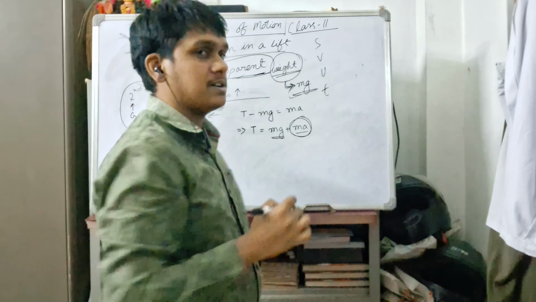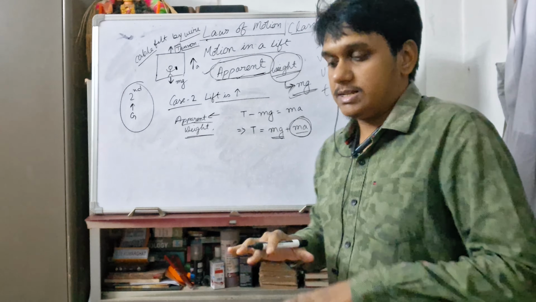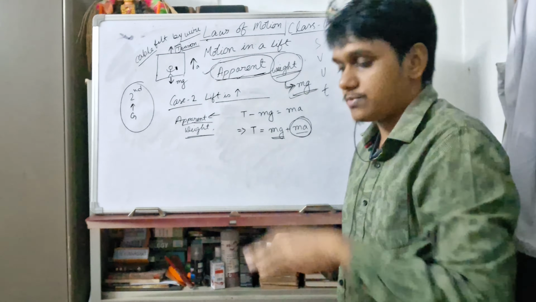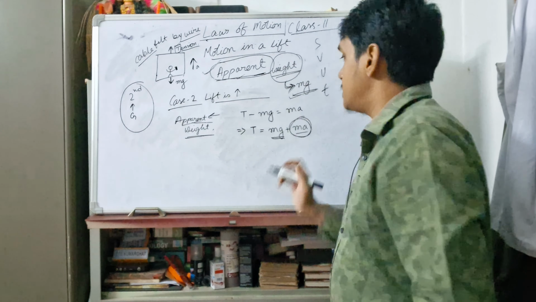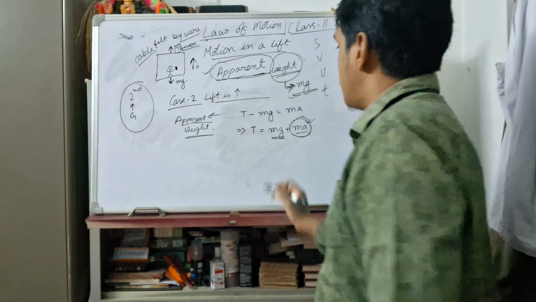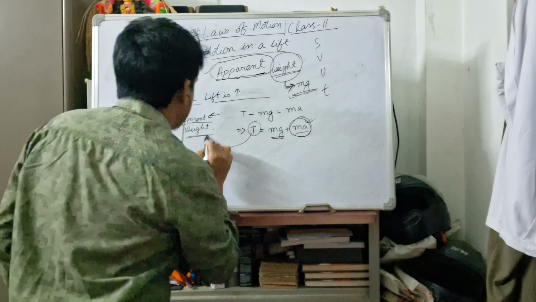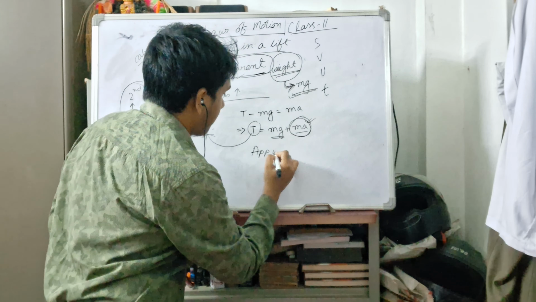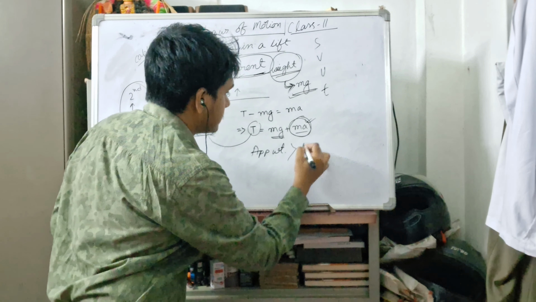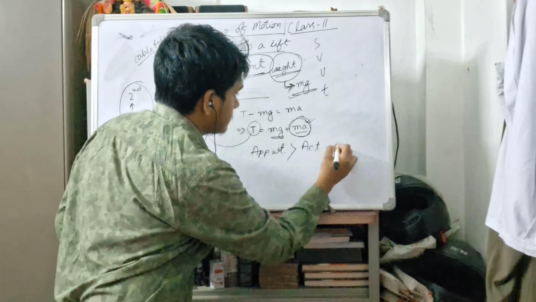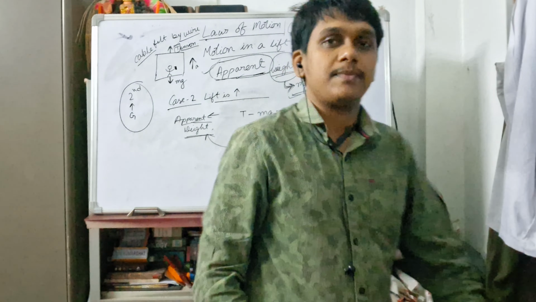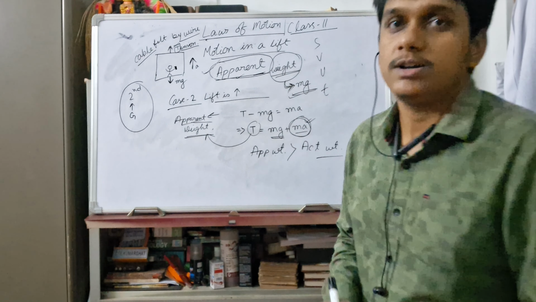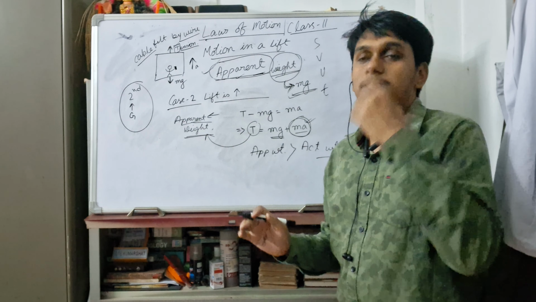For this extra term, you feel a certain discomfort while going from the ground floor to the upper floor. This is the reason. Now this is the apparent weight, so apparent weight is greater than your actual weight. That's why you feel the discomfort while going up.